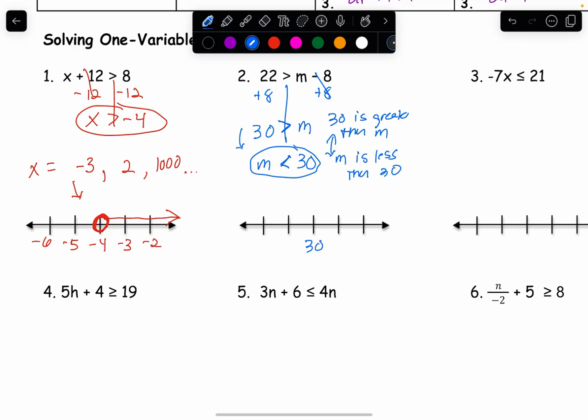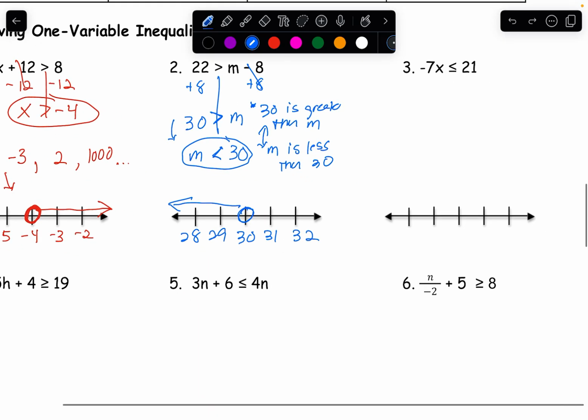Let's put 30 in the middle of our number line. Let's put some numbers greater than it and less than it. Again, 30 is not a solution, so we're going to use an open circle, but anything less than 30 is a solution, and that is the same thing as saying 30 is greater than all of the solutions. That's true. 30 is greater than 29. 30 is greater than 28. Okay?